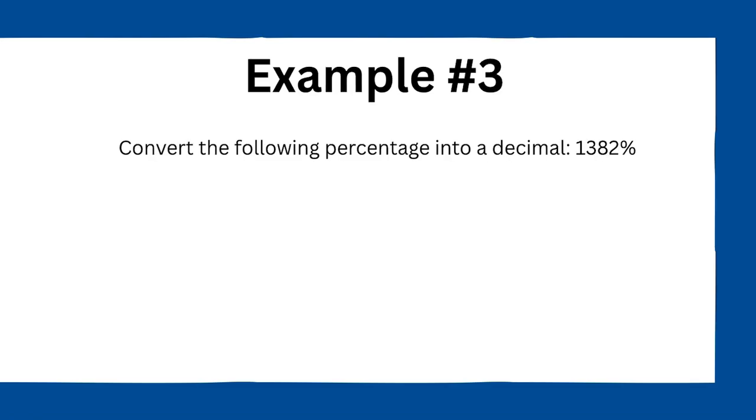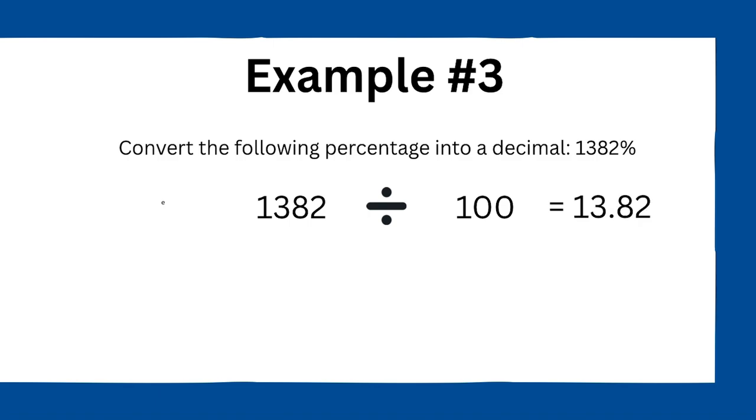Going on to my third example and my last example, it says convert the following percentage into a decimal, 1,382%. So I know that I can simply divide this by 100. So 1,382 divided by 100 actually gets me 13.82. Now, if I don't have a calculator, or I don't know this off the top of my head, I know I can simply move to the left two places.